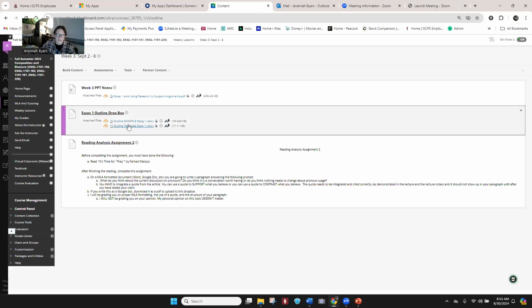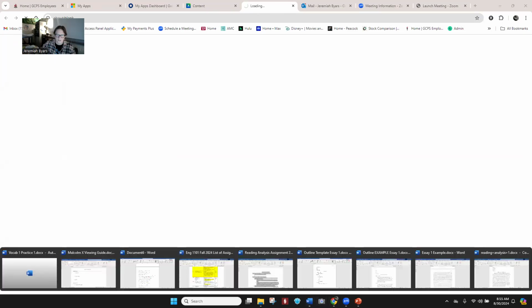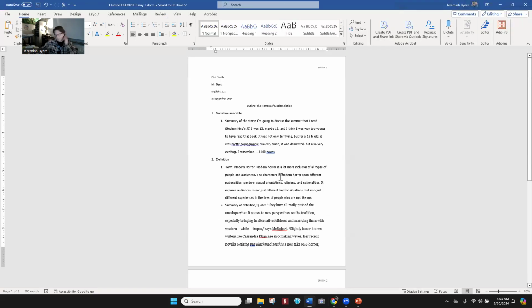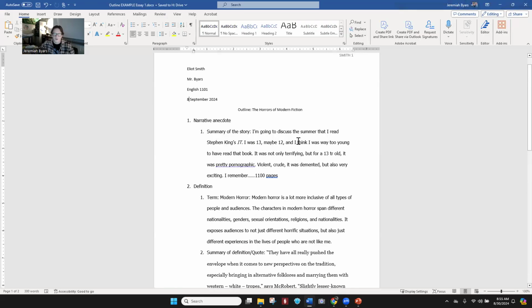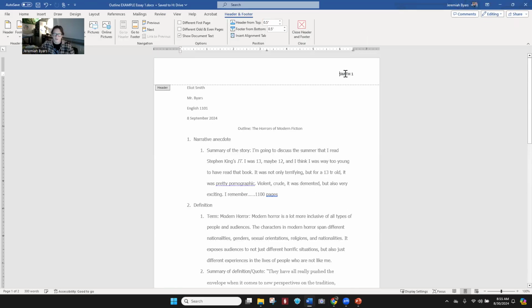This is what it should look like. I have here an example. Look, outline example essay one. I don't know why I just clicked on it. I have it right here. Okay. So this is the way yours should look. Oh, I did old school Smith, all capital. That's how it used to be. But now they're fine with it being lowercase, whatever.